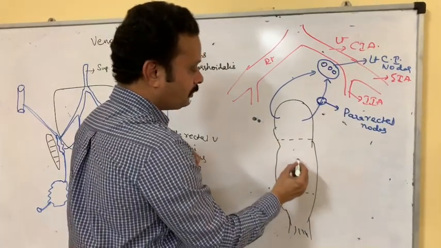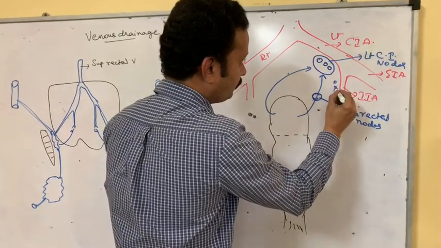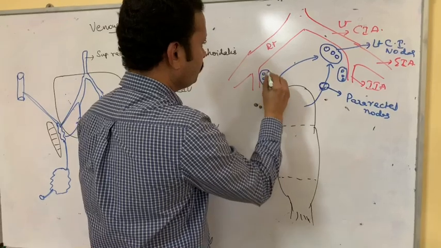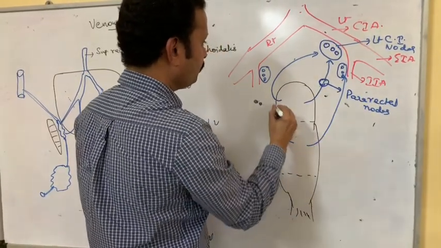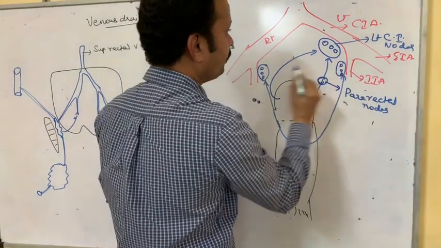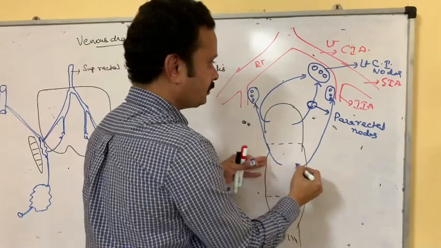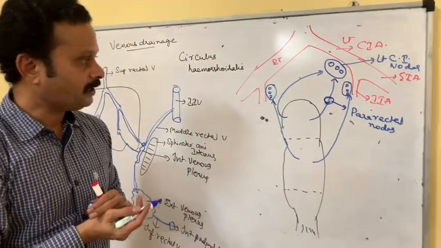The middle one-third lymphatics drain into the corresponding internal iliac nodes. This is the internal iliac artery, this is the internal iliac nodes. On either side it drains into the corresponding internal iliac nodes.